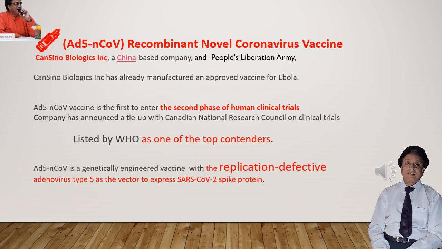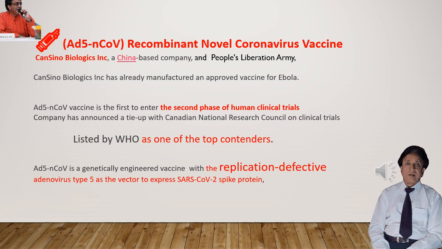As we were talking about the various front-running vaccines as of date, Ad5-nCoV, or the recombinant novel coronavirus vaccine, is the front-line vaccine runner in the scenario today, and it is being developed by the China-based company called CanSino Biologics Incorporated with the help of the People's Liberation Army of China.